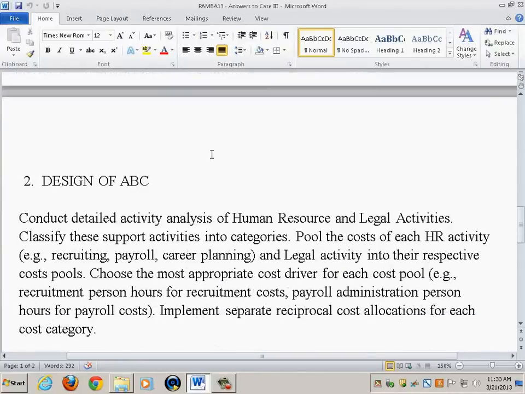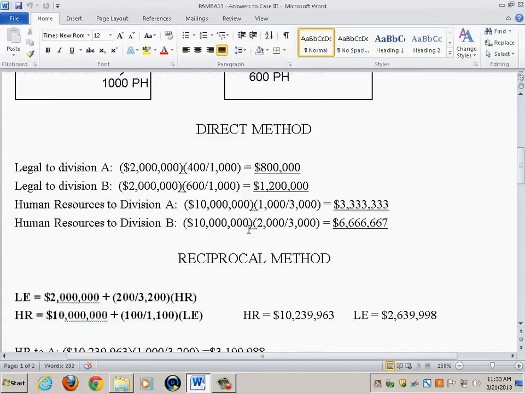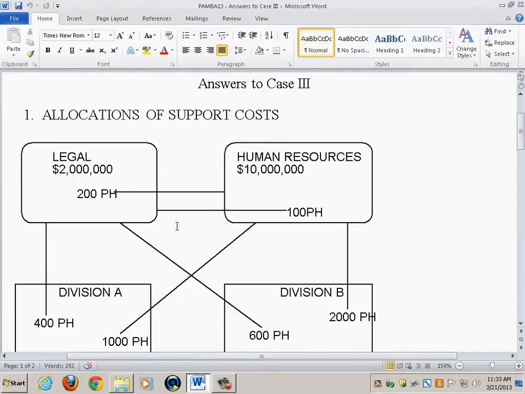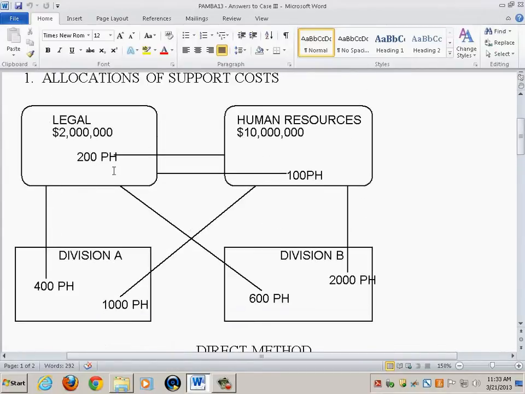Okay, second requirement was to say how, if you remain with this problem of allocating human resources and legal activities, suppose using the reciprocal method, how do you expand the system by designing activity-based costing? Now, the idea here is very straightforward: in the example, you were given the decision of the CFO to use person hours, total person hours, as the cost driver.